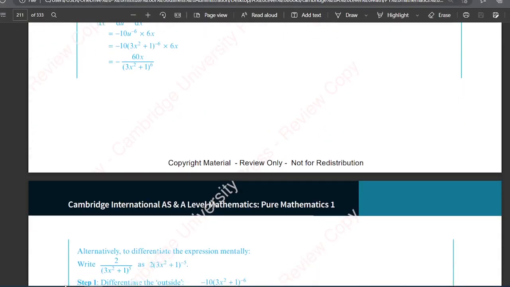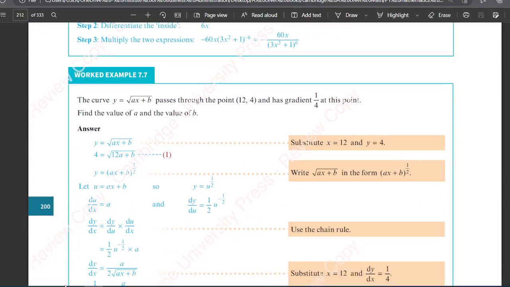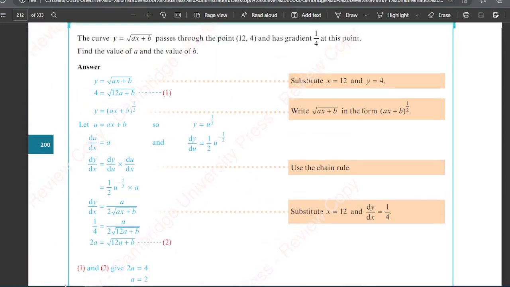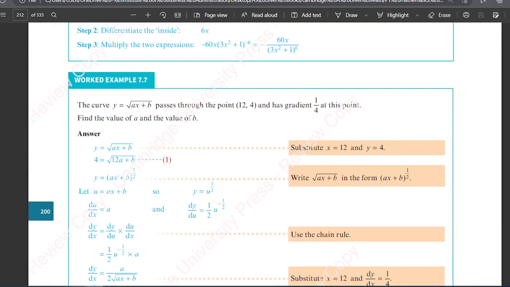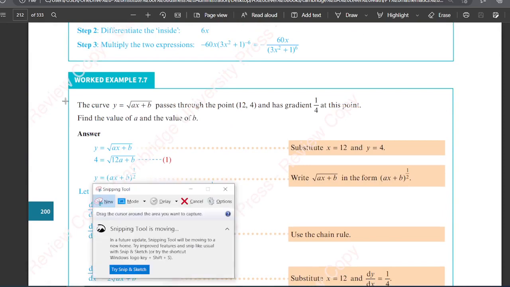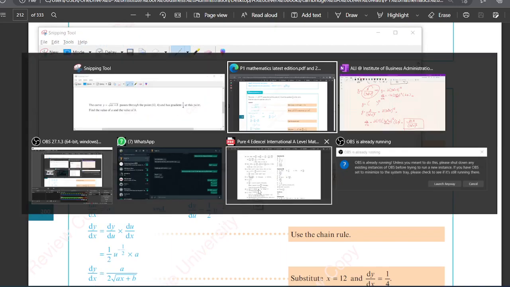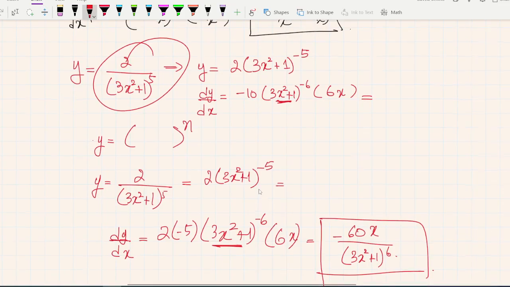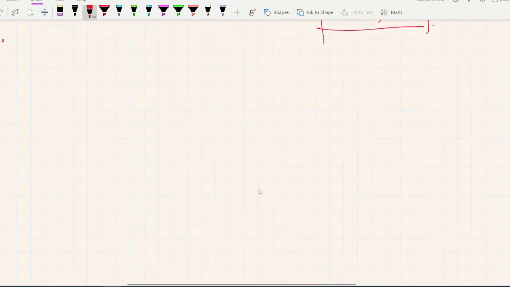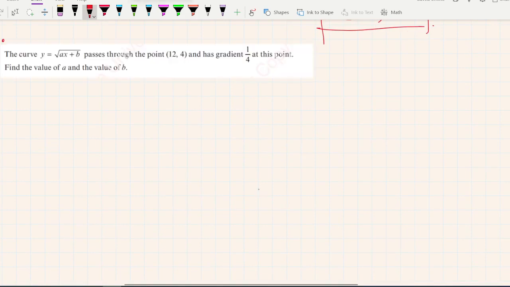I hope you get this, right? So now let's do a few more questions. Let's do this question as well. It says the curve y equals to root of ax plus b passes through this point and has gradient 1 over 4.